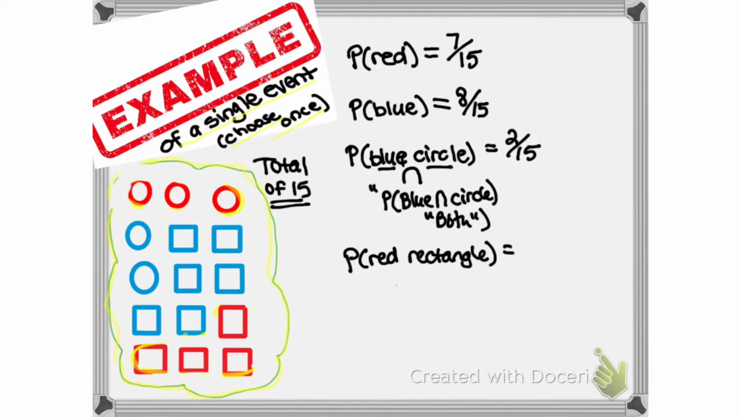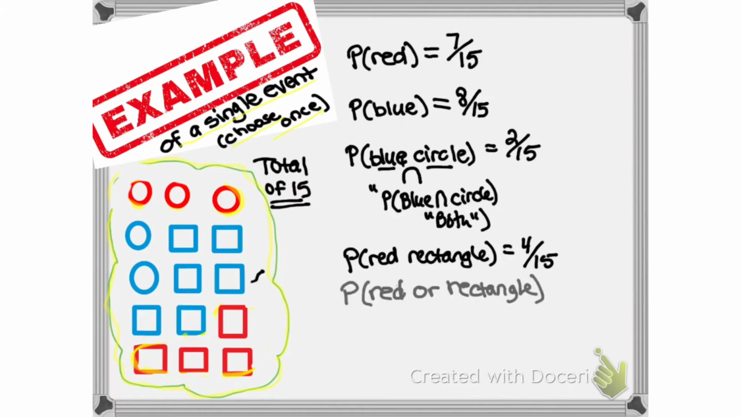Now you try to find the probability of a red rectangle. Pause and see if you can do that on your own. You should have gotten 4 out of 15 because there are 4 rectangles that are both red and rectangles, and that would be here.